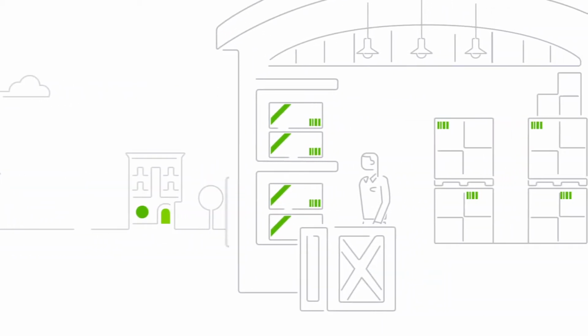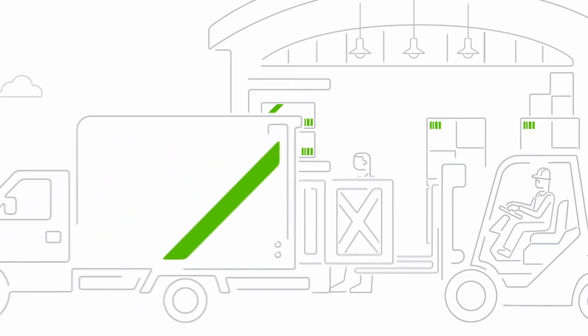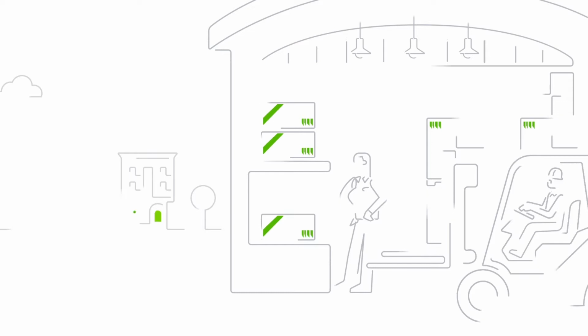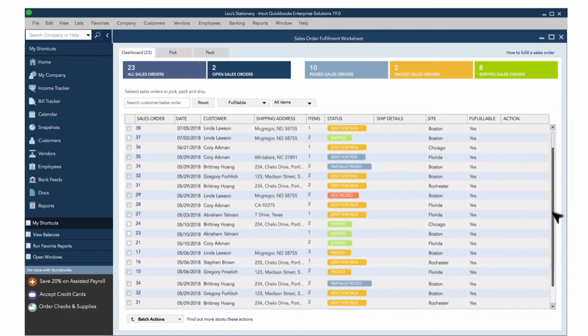Fulfilling sales orders is critical for your business success. QuickBooks Desktop Enterprise Platinum Edition makes it easier, more reliable, and faster with its enhanced pick, pack, and ship feature. It puts you in control and gives you a single dashboard to monitor sales order fulfillment.